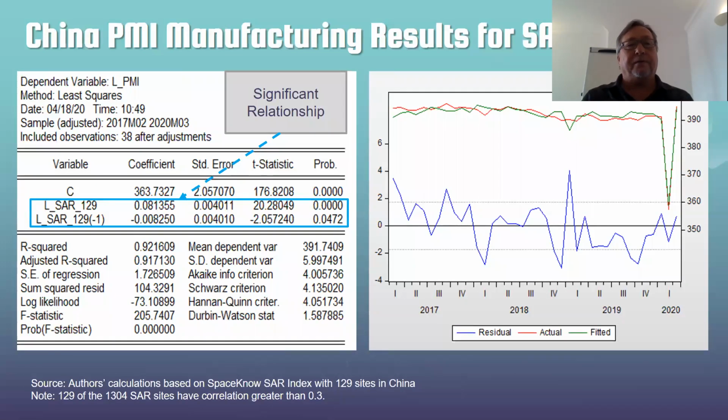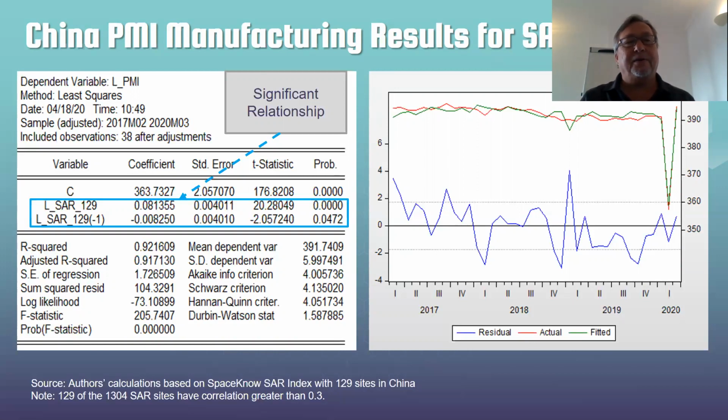So these are some data that are based on, let me emphasize that this is a very small sample of observations that we're using. The data only started at the beginning of 2017. So this is a regression that goes from February 2017 to March of 2020.